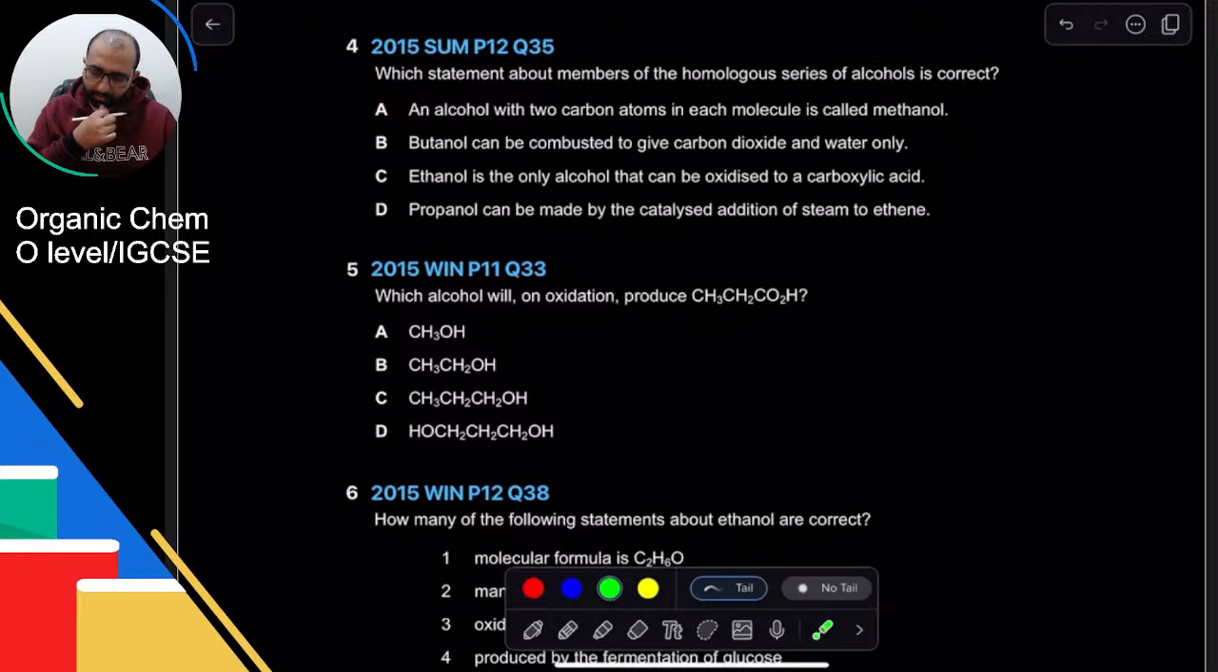Okay, which statement about members of homologous series of alcohol is correct? An alcohol with 2 carbon atoms in each molecule is called methanol. नहीं, methanol मतलब single carbons. Butanol can be combusted to give carbon dioxide and water only. But butanol can also be combusted to give you carbon monoxide and carbon. So unless you have excess oxygen, only excess oxygen will provide these two. Ethanol is the only alcohol that can be oxidized to a carboxylic acid. No, we can oxidize most of them. Propanol can be made by catalyzed addition of steam to ethene.